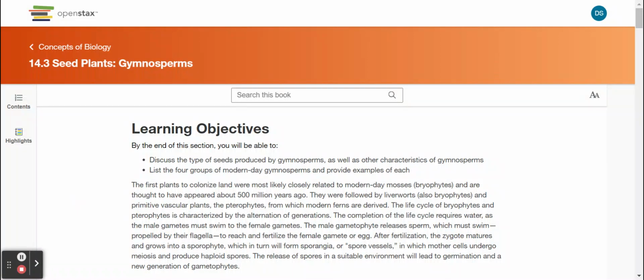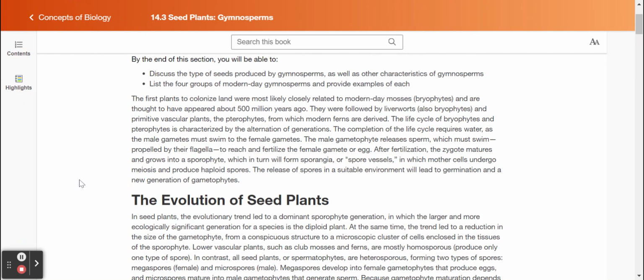Section 14.3, Seed Plants, Gymnosperms. By the end of this section, you will be able to discuss the types of seeds produced by gymnosperms, as well as other characteristics of gymnosperms, and list the four groups of modern-day gymnosperms and provide examples of each.